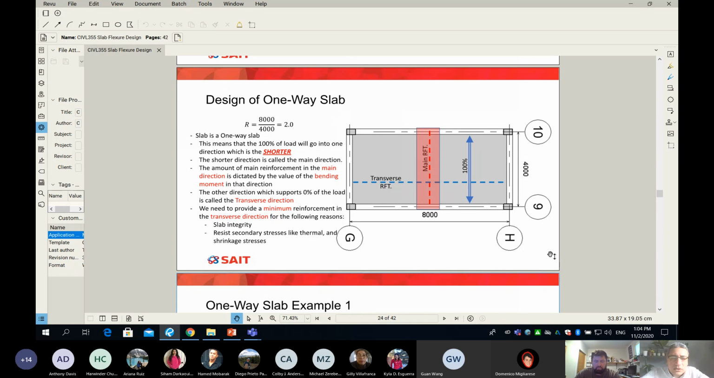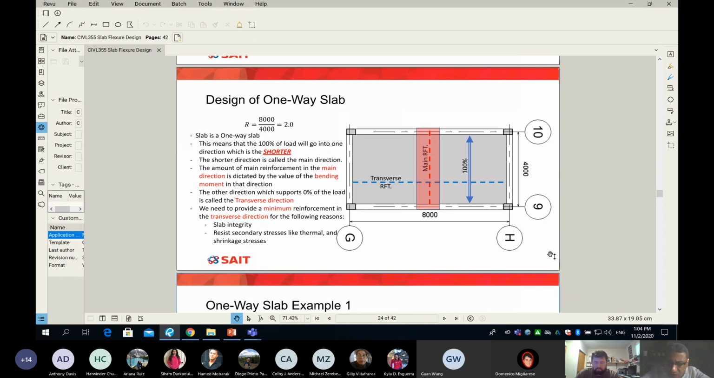We know that there are so many systems, among which there is something called slab with drop beams. And with those drop beams, they provide support for the slab. The slab can behave in something called one way or two ways. When we say one way, it means 100% of the load of one slab panel will go into one direction. And when we say two-way slab, it means the load will be shared by two directions, whether equally or not equally, based on the shape and the dimensions of the slab.